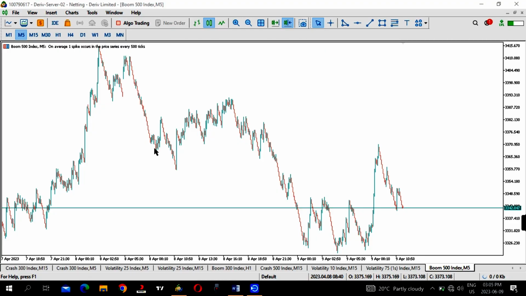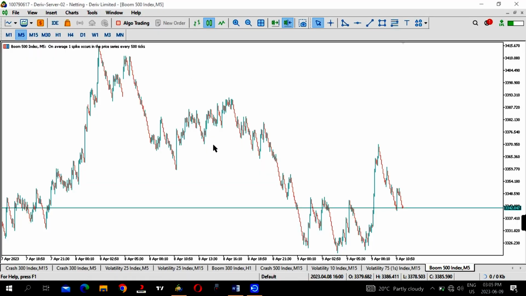But ever since I teach them these concepts first and then go deeper, it's much easier for them to make money using this strategy on the boom and crash market, right?